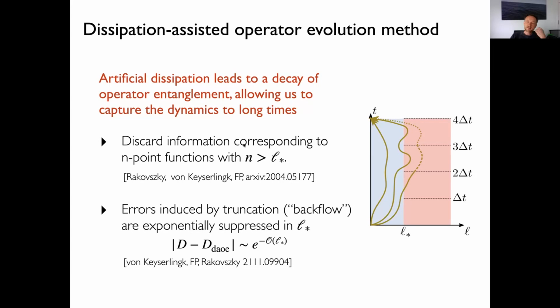What we are doing is, first, we are no longer considering the Schrödinger picture that we did before. So we're not time-evolving states, but now we are evolving operators. And at the level of the Heisenberg evolution of operators, we introduce an artificial dissipation, which reduces the operator entanglement, and thus makes it easier to represent in terms of matrix product states. And this allows us then to capture the dynamics to long times.